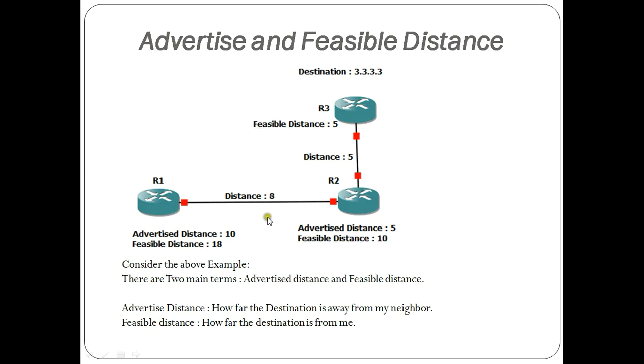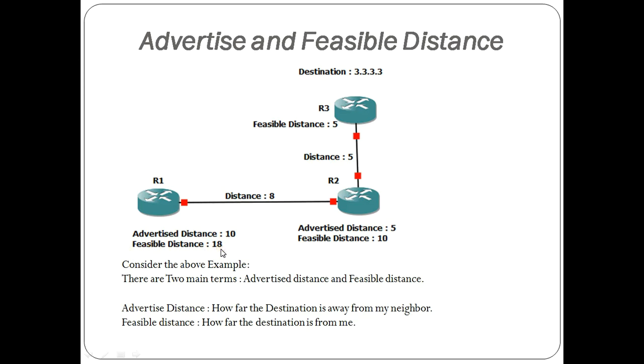Okay. Next, if we just look into R1, what does it do? Its feasible distance 10 will be given as the advertised distance of 10 from R1. So this is 10, over here is 10, so this is the advertised distance of 10 over here. And what about the feasible distance? It should additionally add the distance between R2 and R1. It has a distance of 8. So the feasible distance is said to be 8.